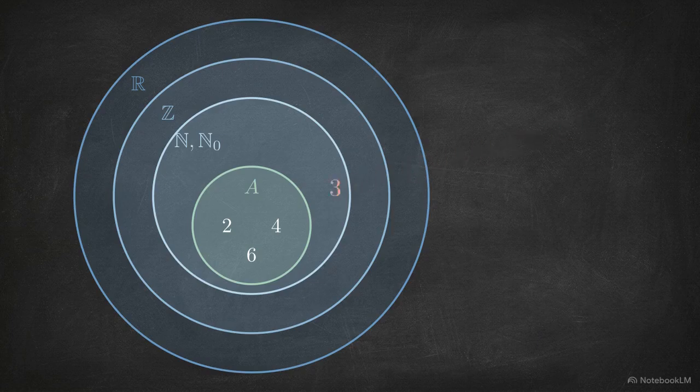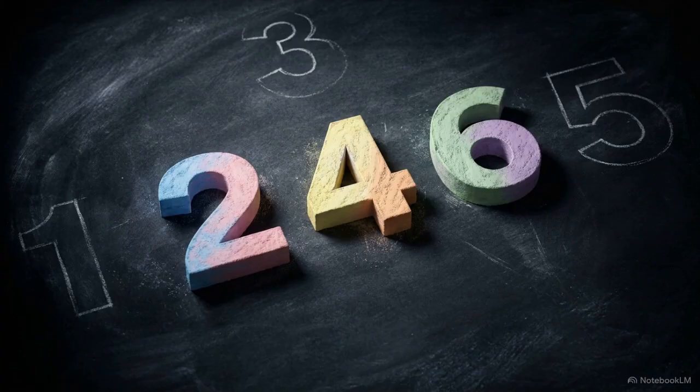If subset A contains even numbers on a die, rolling a 3 puts that result outside the group. We denote this as 3 is not an element of A. Identifying what is excluded from a group provides the formal definition needed for set-based calculations.